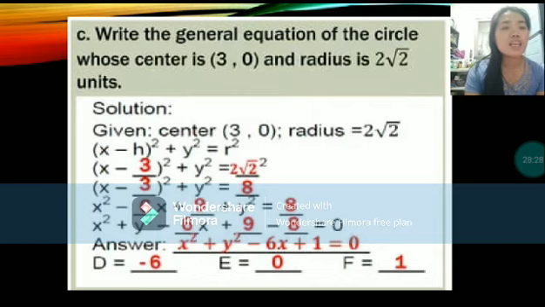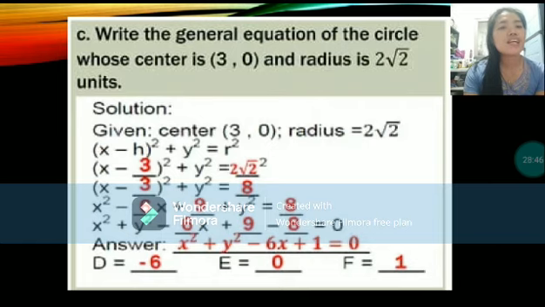How come it becomes 8? Again, we are going to square the radius. 2 square root of 2 times 2 square root of 2. That is 2 times 2 is 4. Then square root of 2 squared is positive 2. The 4 times 2 is 8.